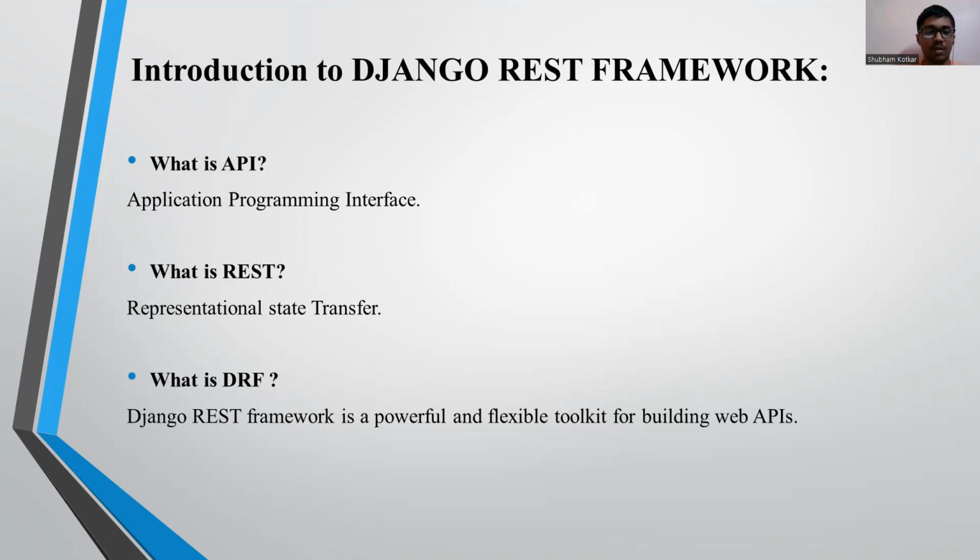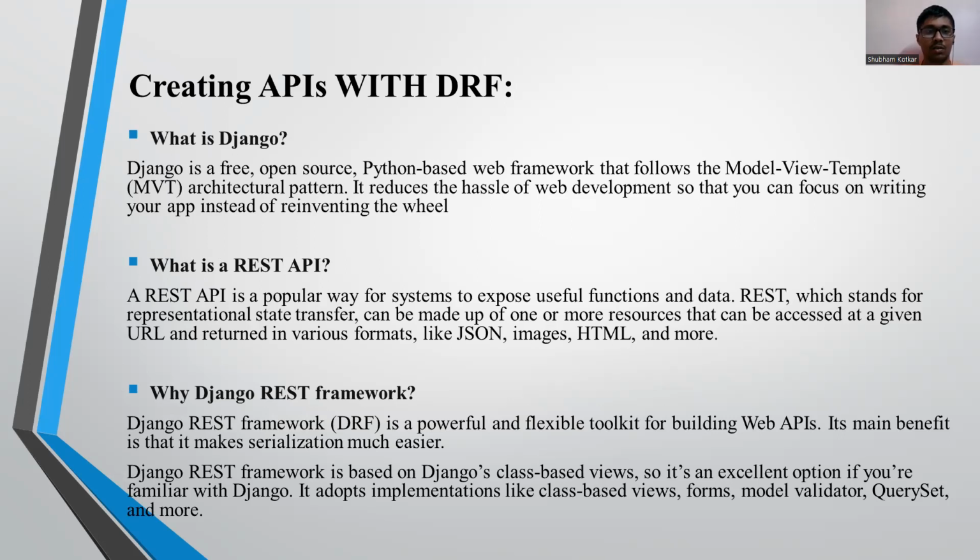What is DRF? DRF, Django REST framework, is a powerful and flexible toolkit for building APIs. A web browsable API. Now we will see what is Django. Django is a free, open source Python-based web framework that follows the model view template, and it enables hassle-free web development so that we can focus on writing the app instead of reinventing the wheel.